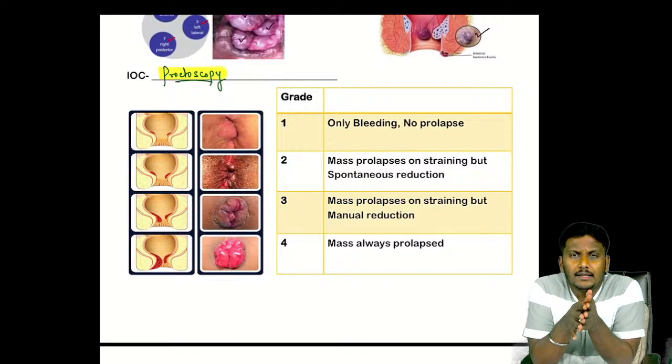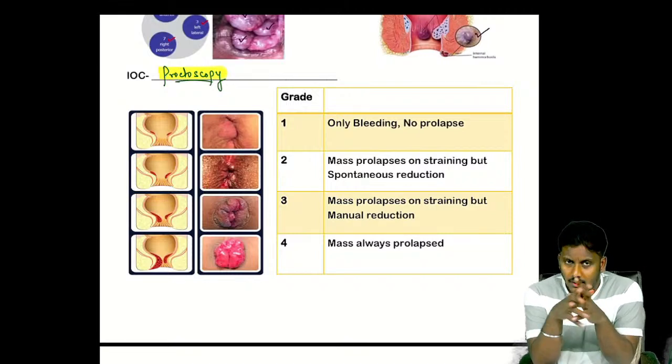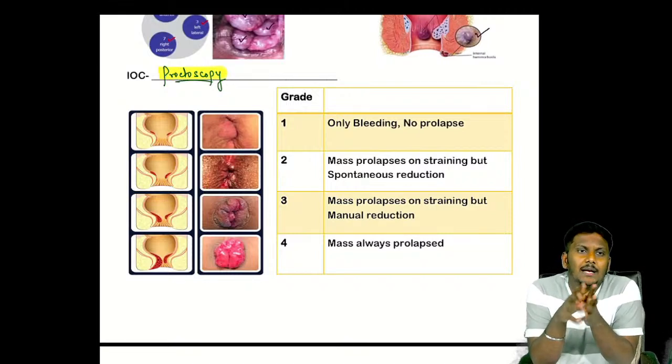Remember, Grade 1 hemorrhoids, beta, means the patient says, Doctor, I'm only having bleeding per rectum. There is no mass coming outside. So if he says there is just bleeding and no mass, that is Grade 1.